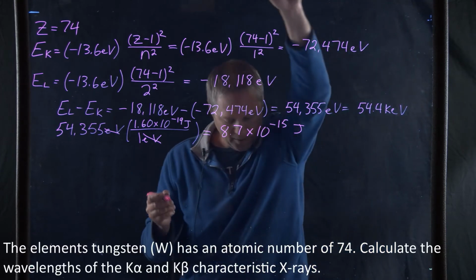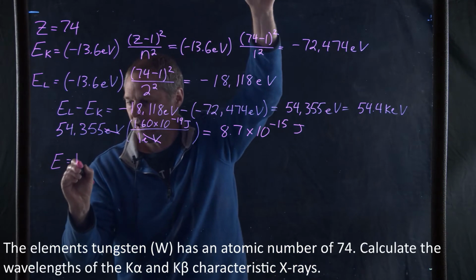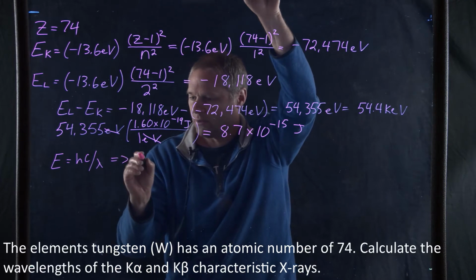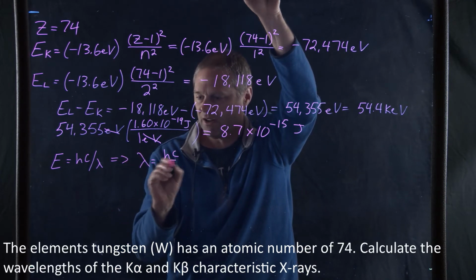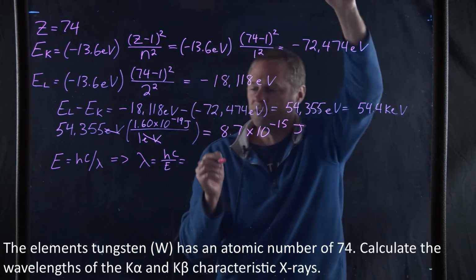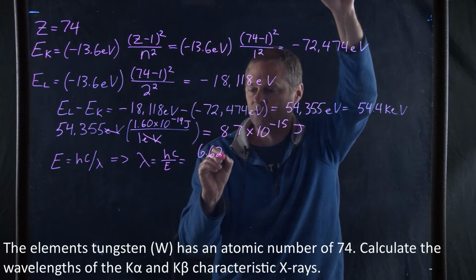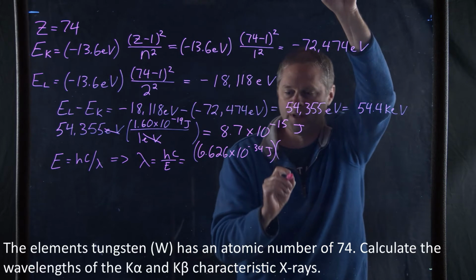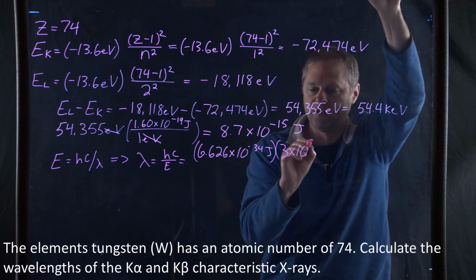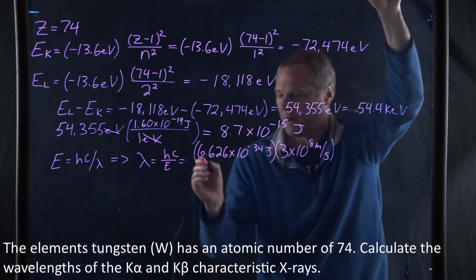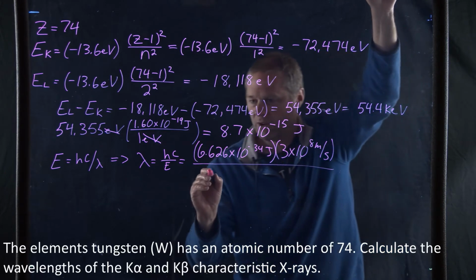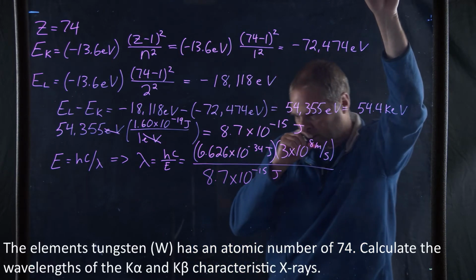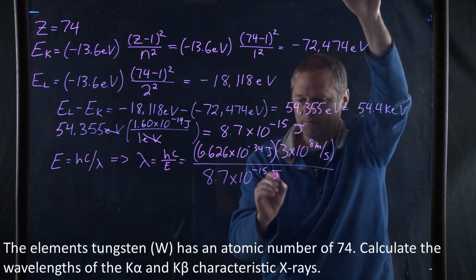Now, recall that E equals hc over lambda. We can solve this for lambda, and lambda is equal to hc all upon E. h is Planck's constant, which is 6.626 times 10 to the negative 34 joule second, times the speed of light, which is 3 times 10 to the 8th meters per second, divided by the energy we have here, which is 8.7 times 10 to the minus 15th joule.